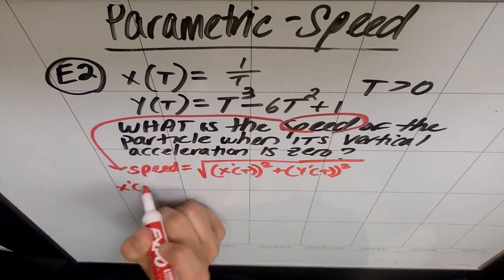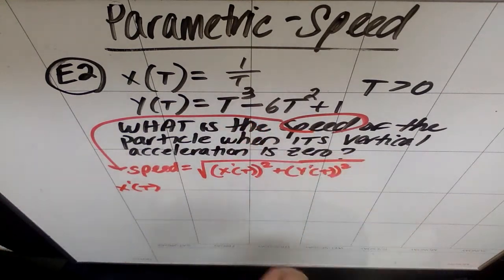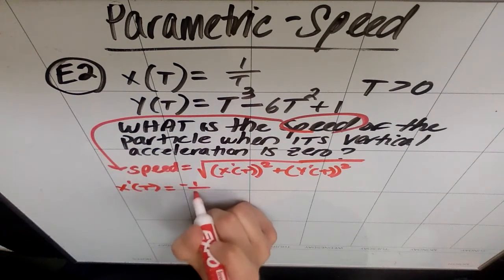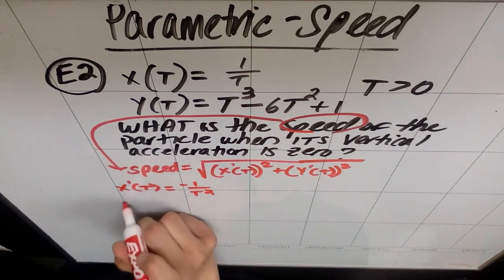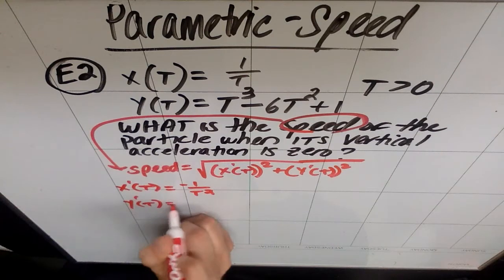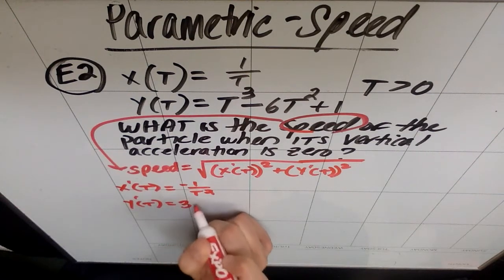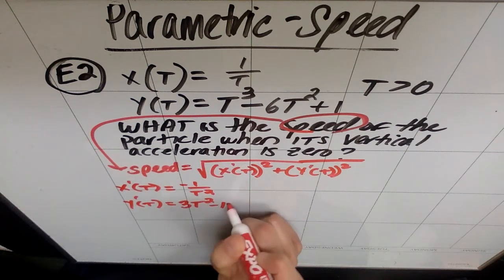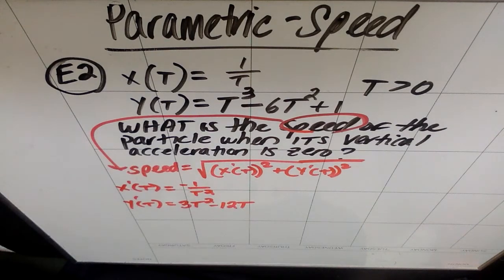My x prime of t, because x of t is t to the negative first, will be negative 1 t to the negative second, or negative 1 over t squared, which is probably the easiest option. My y prime of t is just some simple power rules. I'll drop the 3 down and get 3t squared minus 12t, and the plus 1 is gone.